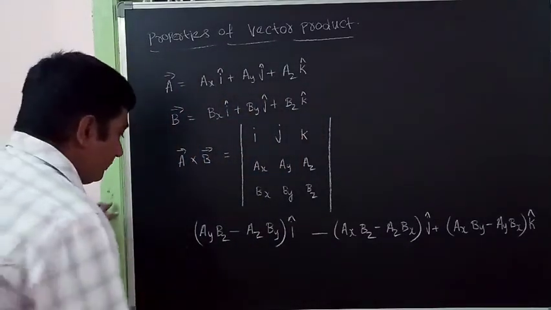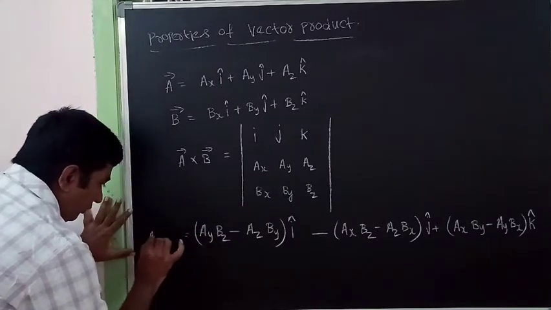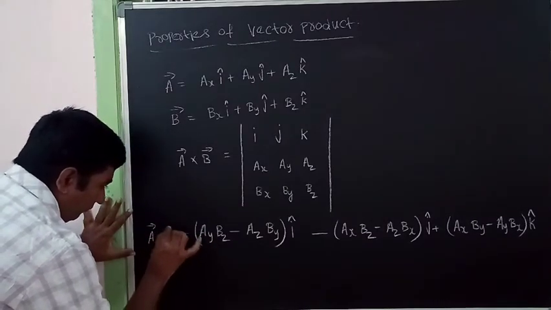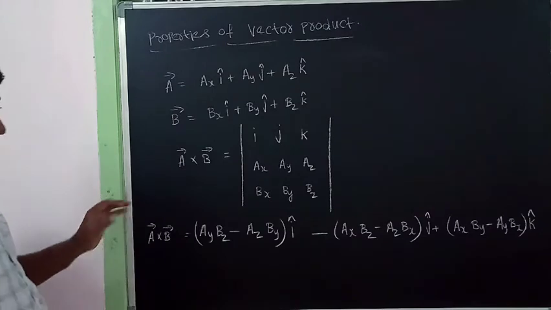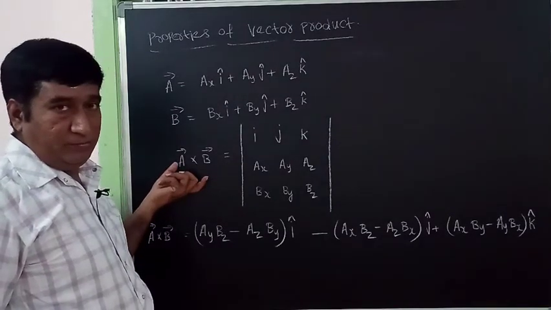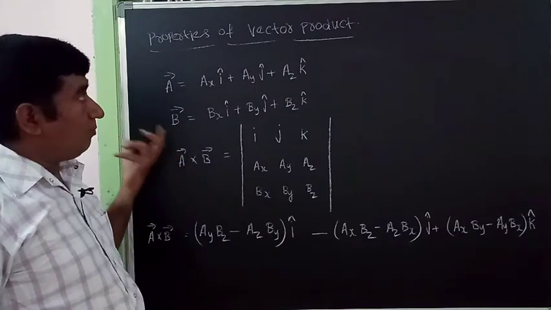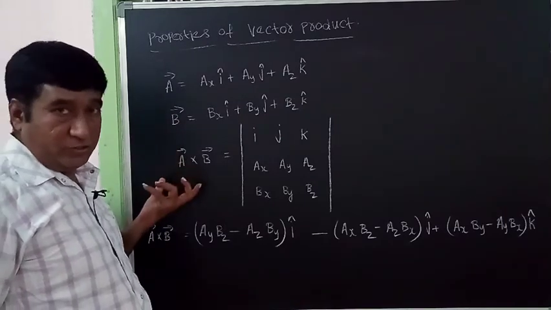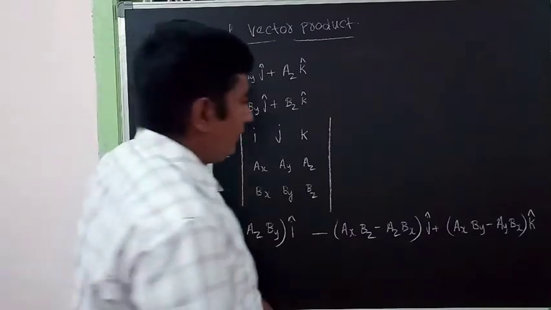So this is a simple method which we use in order to find the product of two vectors. This is the one simple method which we can call the determinant method. So these are some properties of the vector product. For example.